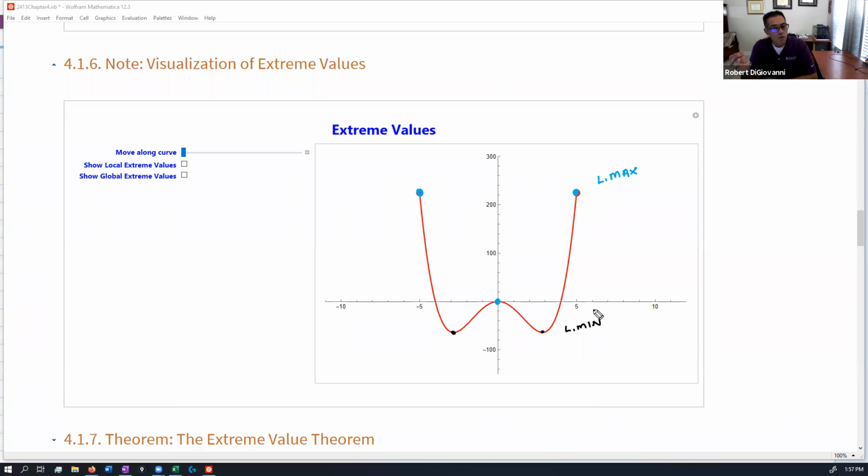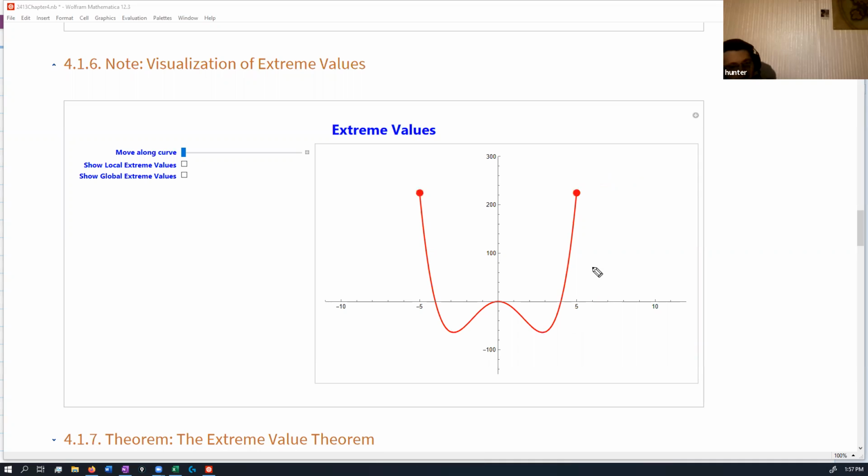How about global? Can we double up on our globals? Yes and no. It'll depend on how you say it. Well, because we have 2 even heights as our max. We do have 2 even heights here, and then we also have 2 even low points, don't we?